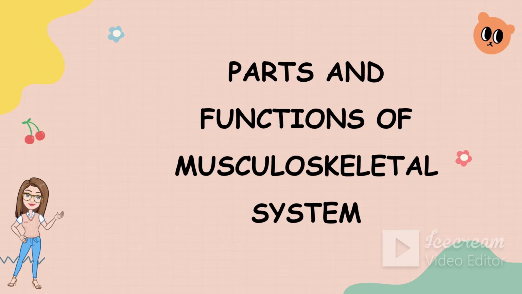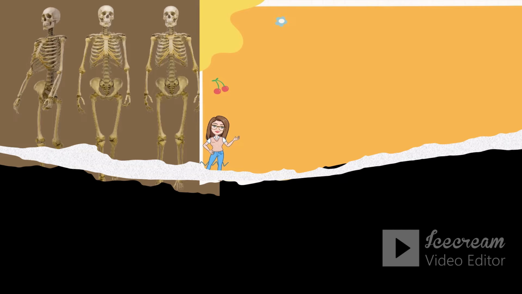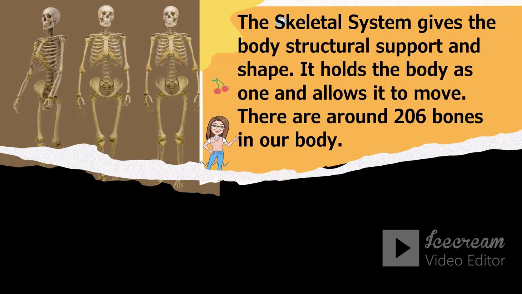Parts and functions of the musculoskeletal system. The first part of the musculoskeletal system is the bone, or what we call the skeletal system. The skeletal system gives the body structural support and shape. It holds the body as one and allows it to move. There are around 206 bones in our body.